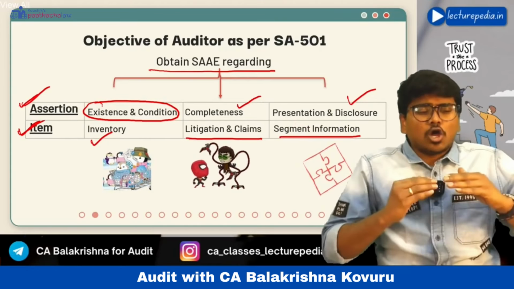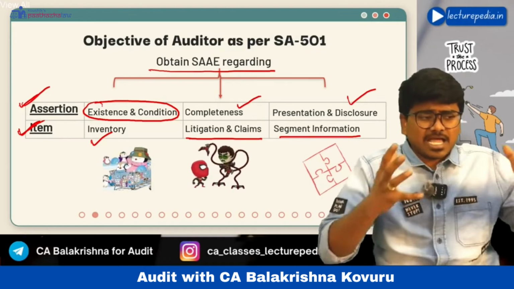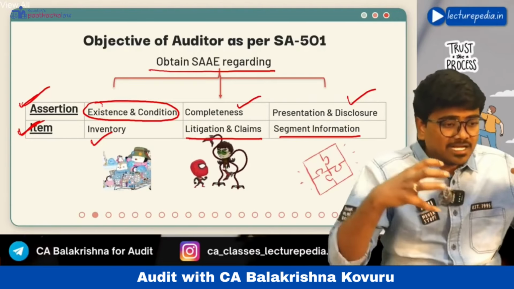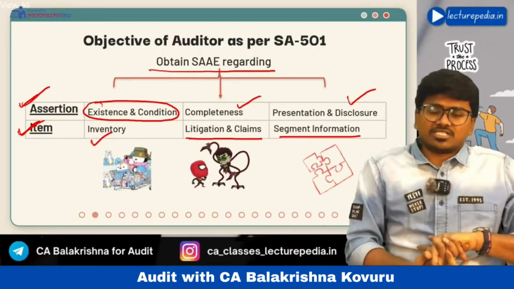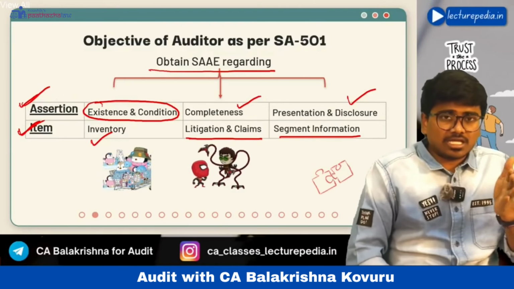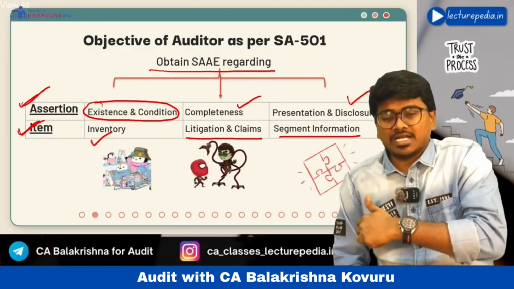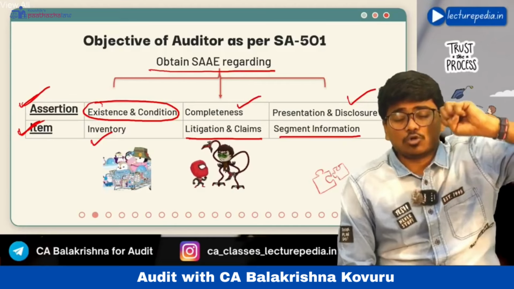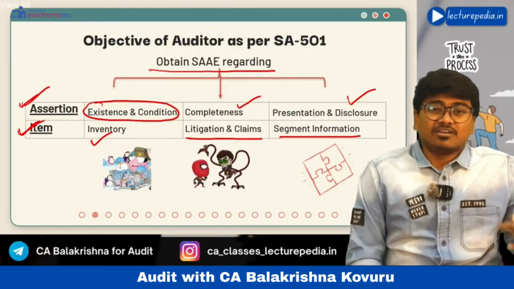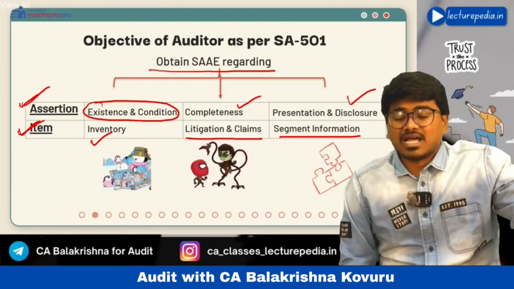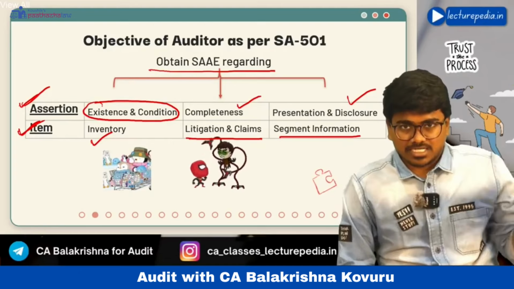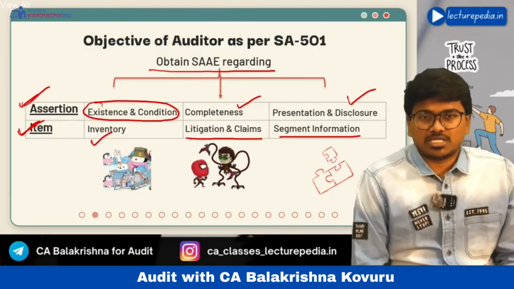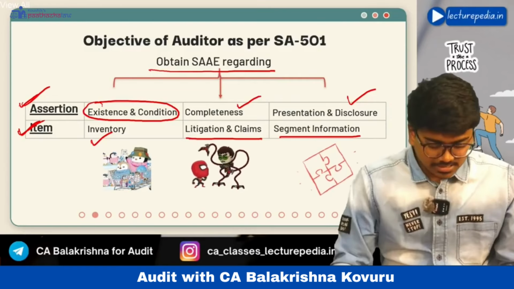That means whether all the litigations and claims have been properly disclosed or considered in the financial statements or not. Whether there are any litigations and claims that have been hidden, you will find out that, right? How to perform audit procedures and obtain audit evidence with respect to that. Finally, the third selected item is segment reporting, that is, presentation and disclosure with respect to segment reporting. We'll see these three items.